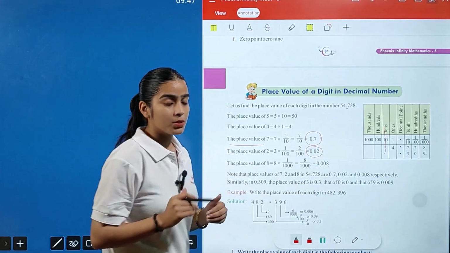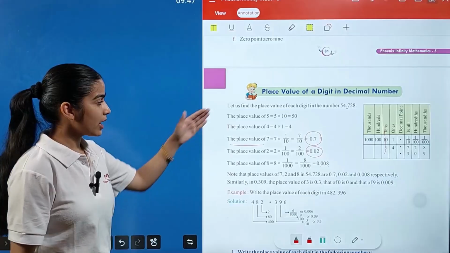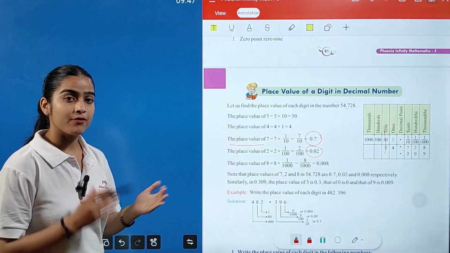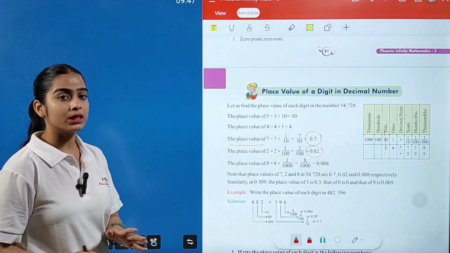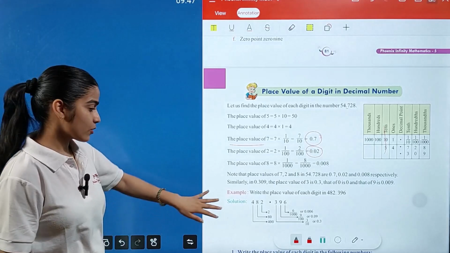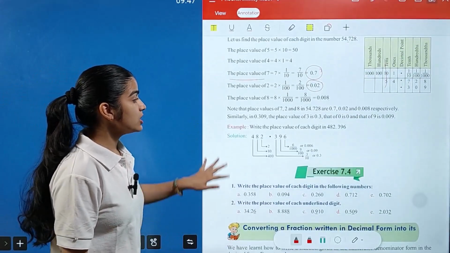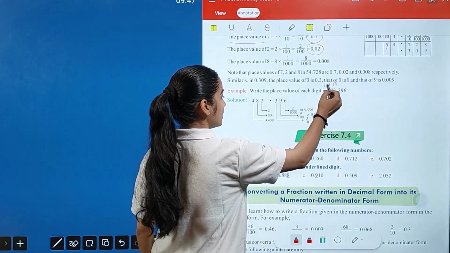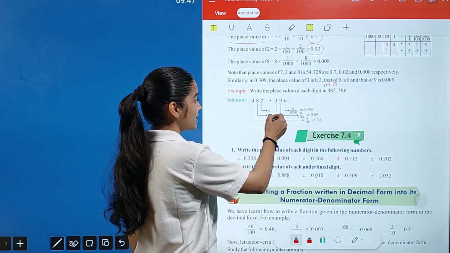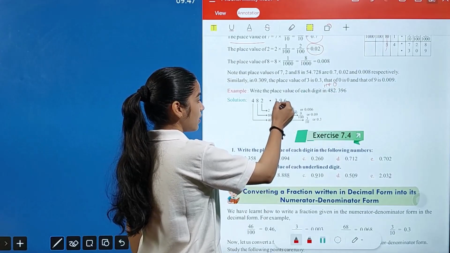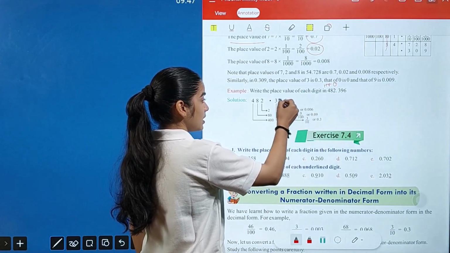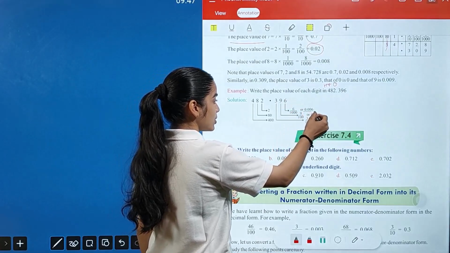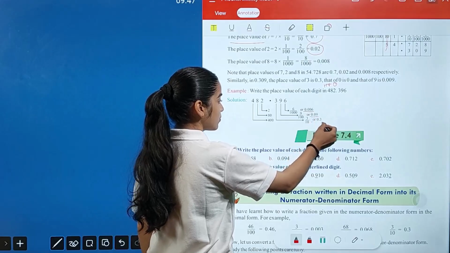What we have to keep in mind is that before the decimal point we have the normal place value chart, but after the point we have 1/10, 1/100 and 1/1000. There is no ones place. Now write the place value for each digit in this. So this is your ones, tens and hundreds. In this, 3 is 3 by 10, 9 is 9 by 100, and 6 is 6 by 1000. So 0.006, 0.09 and 0.3.